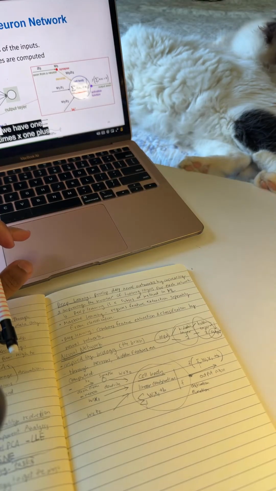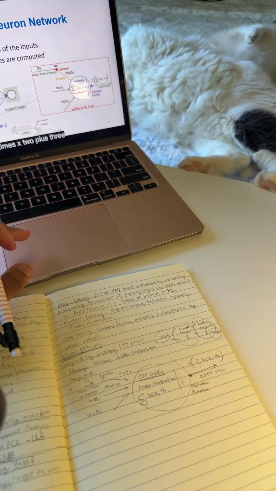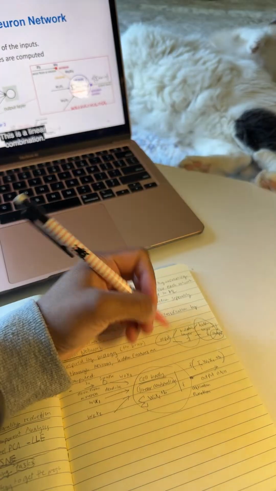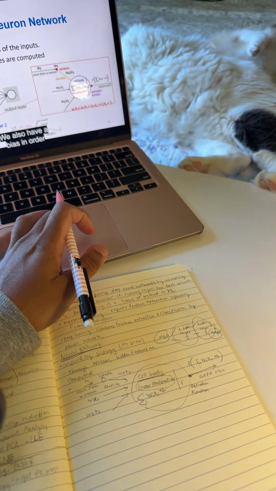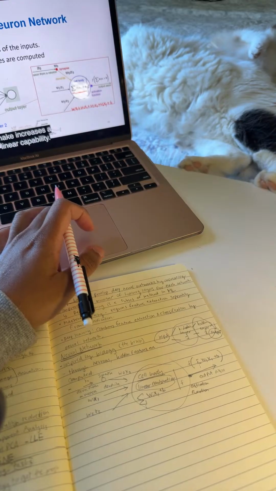Suppose we have W1 times X1 plus W2 times X2 plus W3 times X3 plus W4 times X4. I know what a linear combination is. This is a linear combination. We also have a bias in order to increase its linear capability.